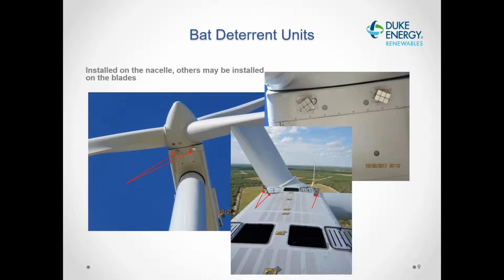This is the external view of those bat deterrent units. The one on the left is taken from the bottom, from the ground, and you can see that they're fairly small in relation. I did get a better picture on the upper right there, but there are 6 speakers on those, and each one of those speakers emits a different frequency.